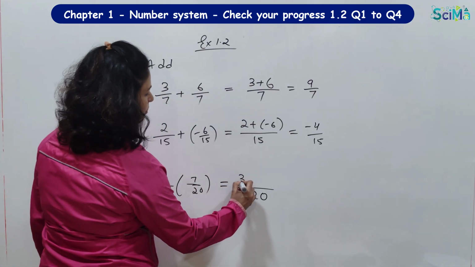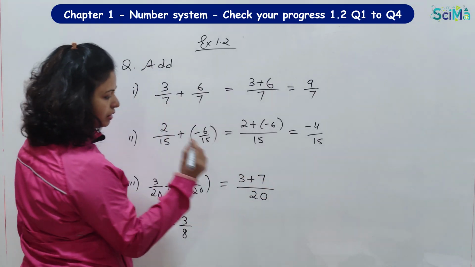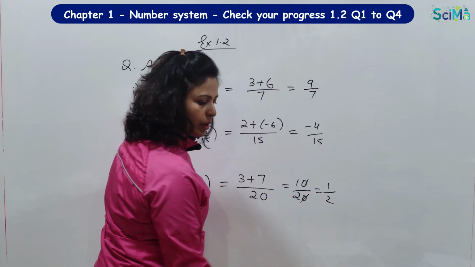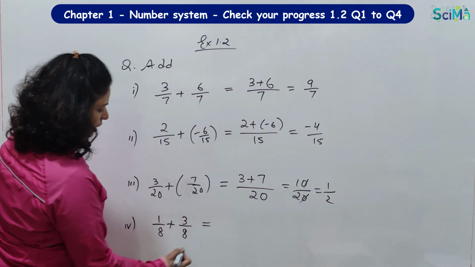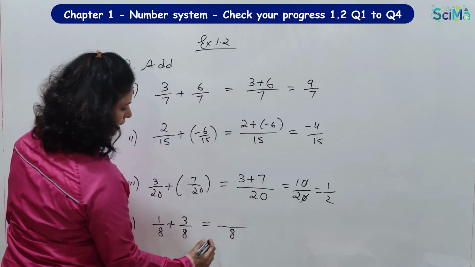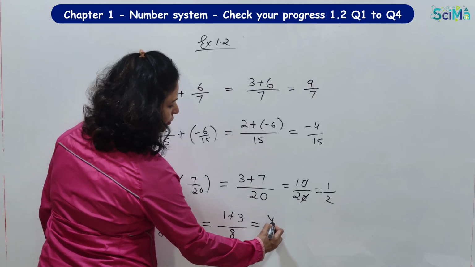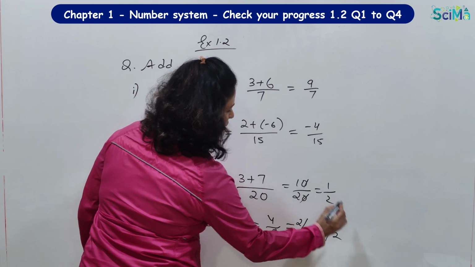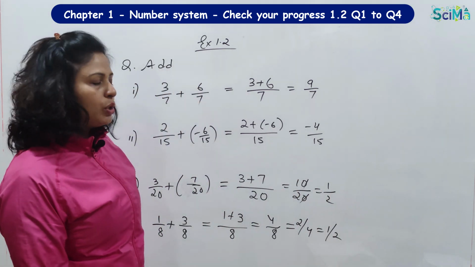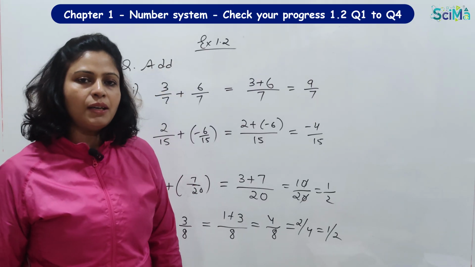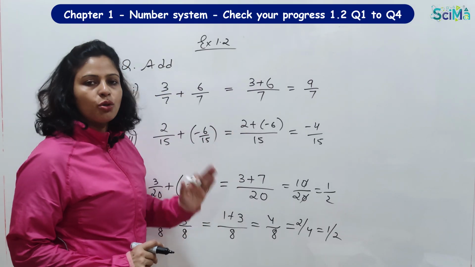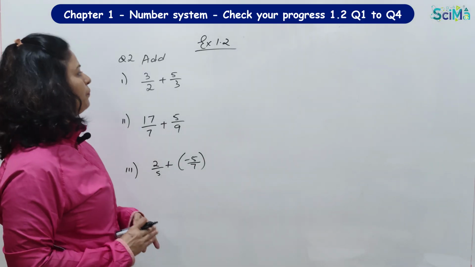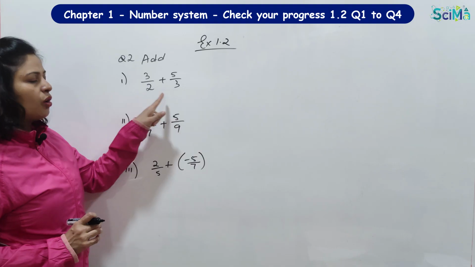You can add up the numerators, you will get 10 by 20, you can cancel the 0, you get 1 by 2. The last one is again very easy, the denominator is 8 and add up the numerators, you will get 4 by 8, that is 2 by 4 or 1 by 2. So this is how we do the first question where the denominators are the same. We just add up the numerators and we get the answer. Now the second question, here the denominators are not equal.